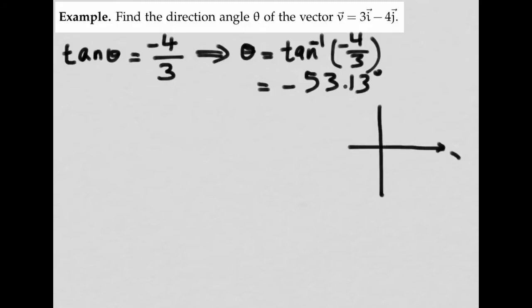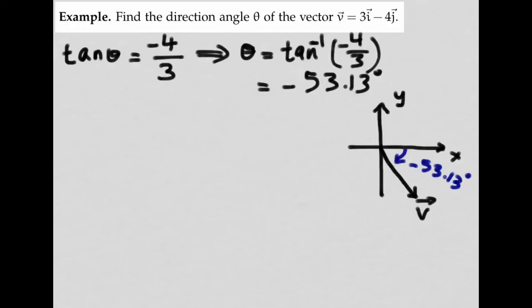In a picture, it looks like this. Here's the x-axis. Here's the y-axis. The angle is minus 53.13. The minus tells us to go clockwise. And here is our angle, minus 53.13 degrees. This is the vector v.